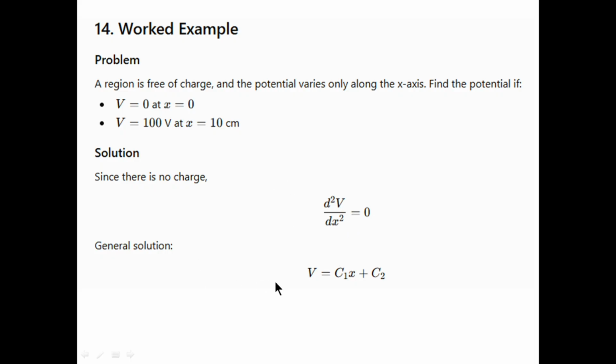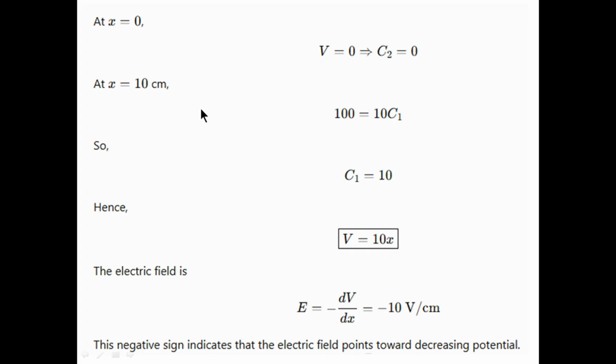The general solution for the Laplace equation is V is equal to C1x plus C2. Now the first boundary condition is V is equal to 0 at x is equal to 0. So we have V is equal to 0 and x is equal to 0, so C2 is equal to 0. Now the second condition, x is equal to 10 centimeter, potential is equal to 100. So 100 is equal to 10 C1, and here we have C1 is equal to 10.